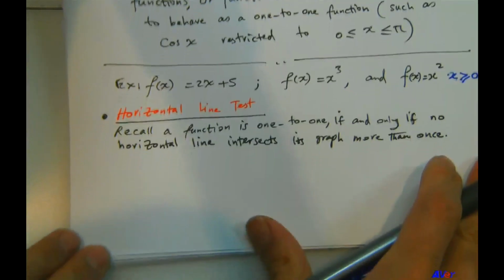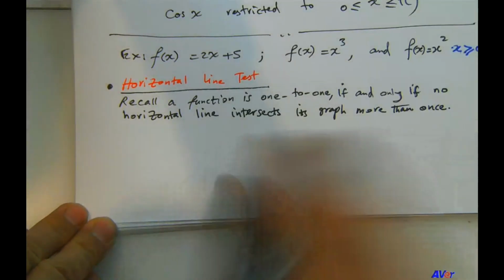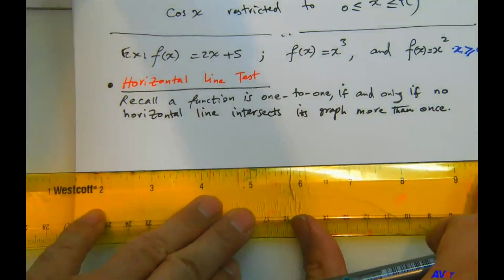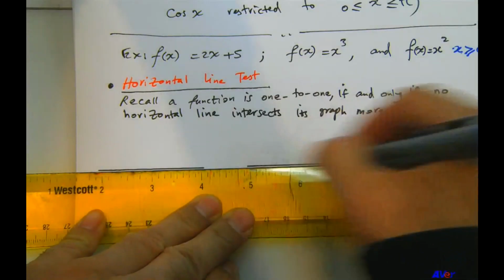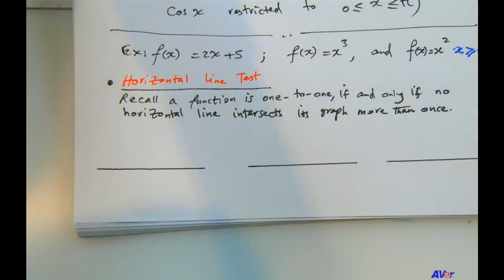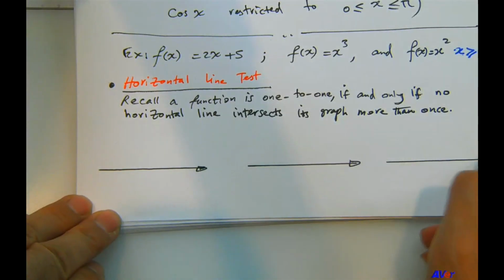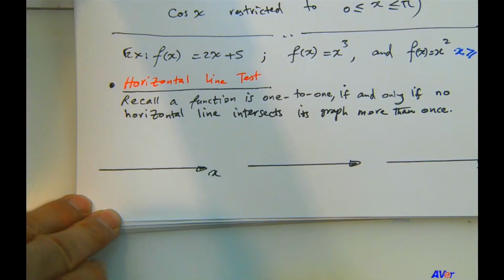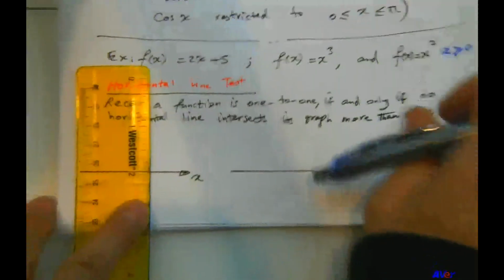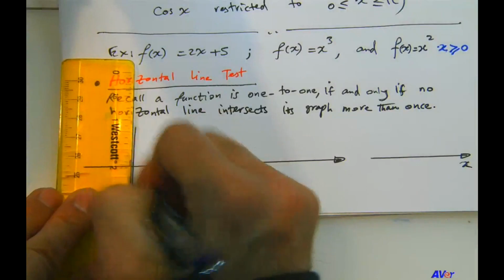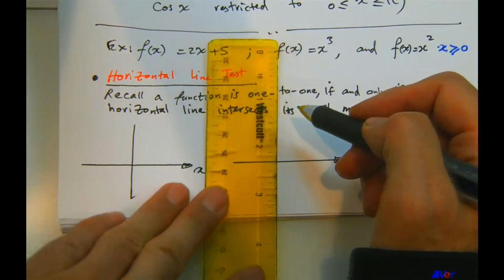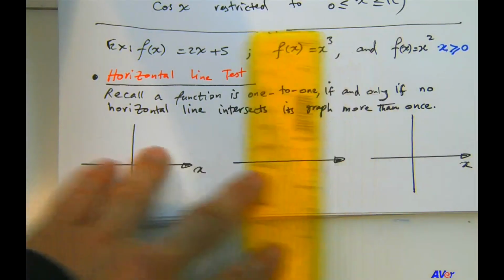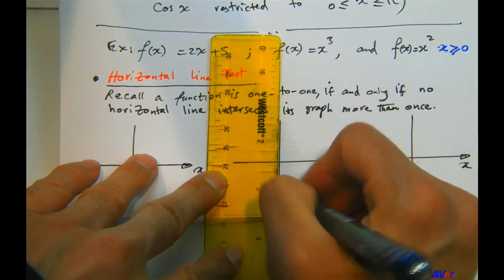Let's draw a few of these. Let me draw 3 such examples. 1, 2, and 3. So this is our x-axis, and of course the y-axis. One here, and here, and one here, like that.